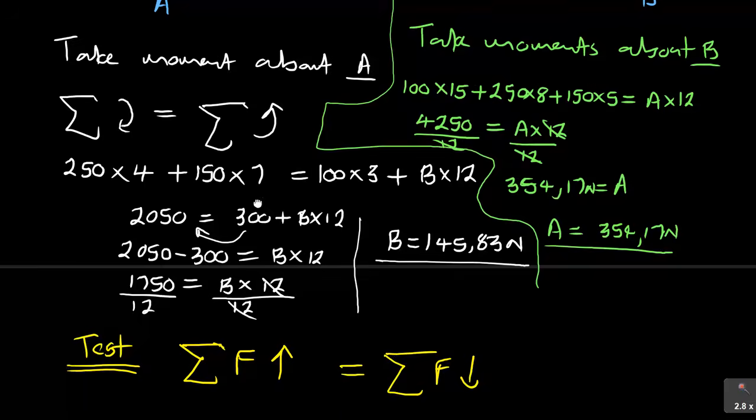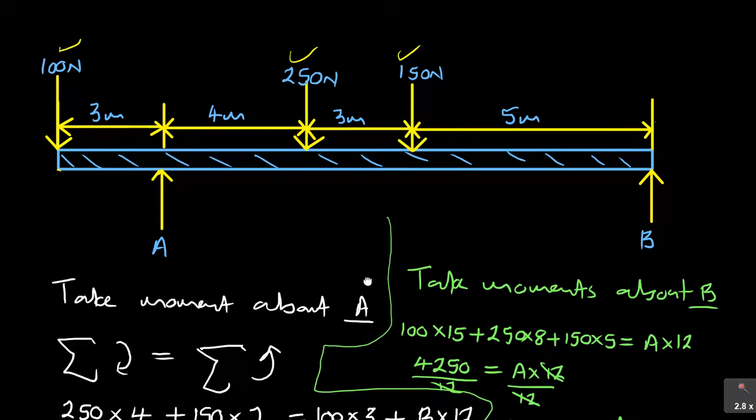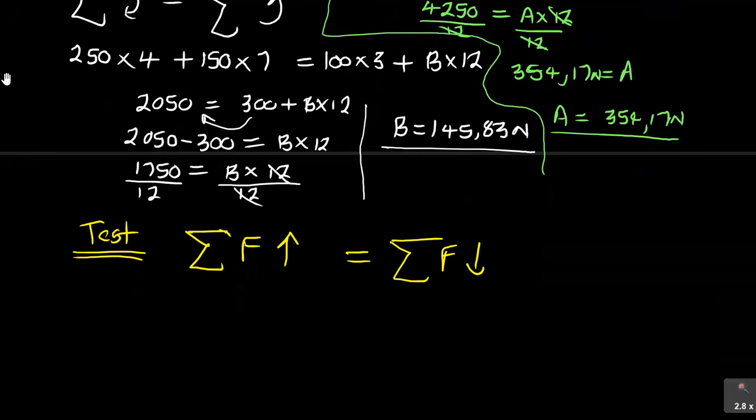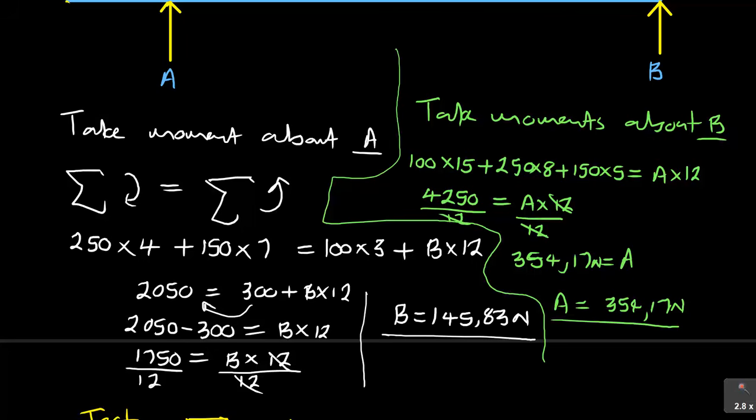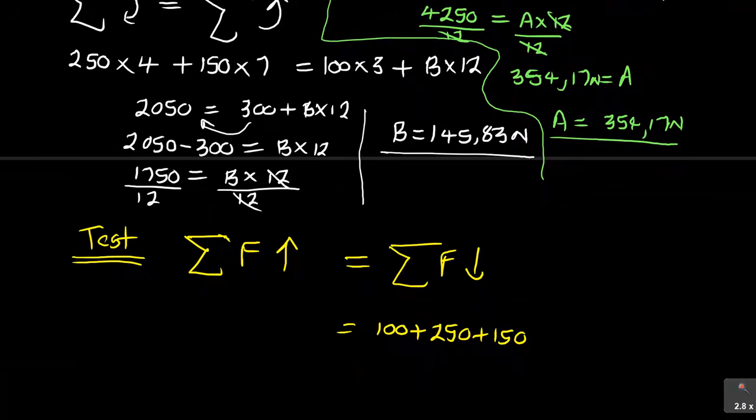So let us look at our analysis. We have got all the points. This is facing down, that is facing down, that is facing down. So you look at all the forces that are going down, which is the 100 plus the 250 plus the 150. And then you look again at the forces that are facing up, which in this case was our A and B. They are the ones that are facing up. These forces must balance.